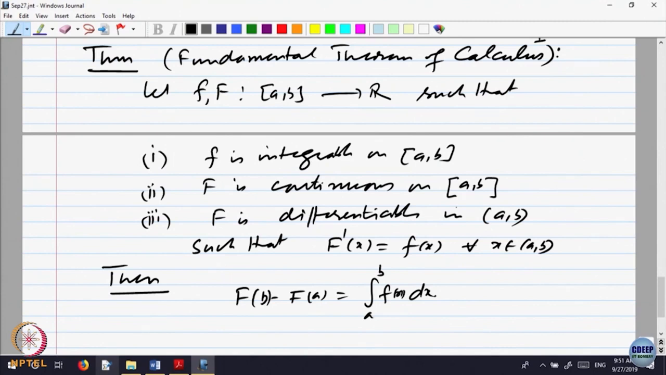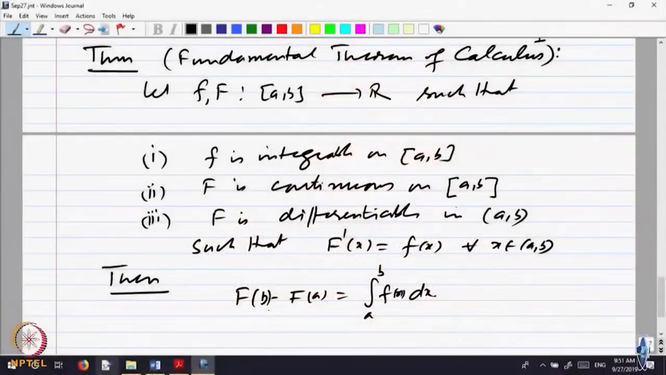So the function capital F and small f are related with each other by this equation. If small f is the derivative of capital F, then the integral of small f is just F of b minus F of a. That means it is a big advantage that for a given function, if you are able to find that it is a derivative of something, then the integral of that function is just F of b minus F of a. You do not have to go to partitions, you do not have to go to limits or anything, right. This was again proved by Cauchy rigorously, and historically it was a very significant theorem.